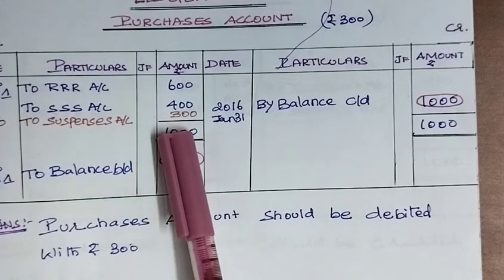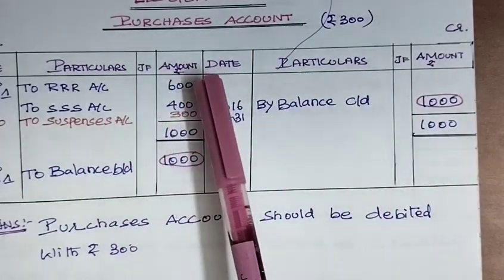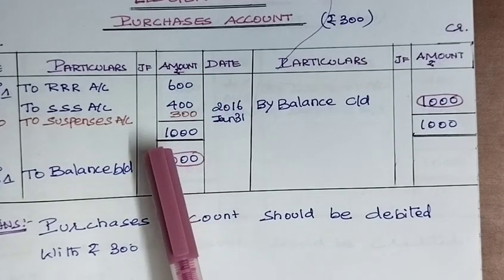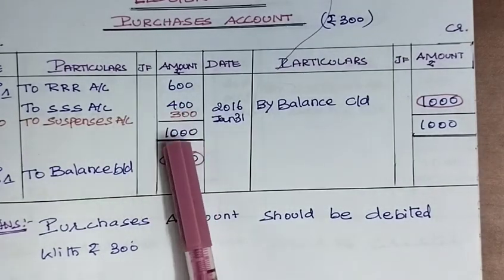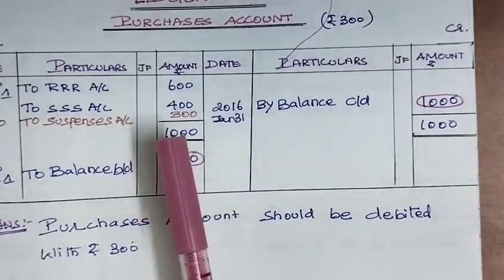Debit side has the higher value, credit side has no value, right? So 600 plus 400, how much rupees? 1000 rupees. So we consider that 1000 rupees as the total. We enter the 1000 rupees as a total on both sides, on the debit and the credit side.